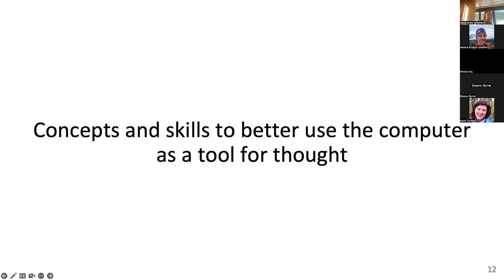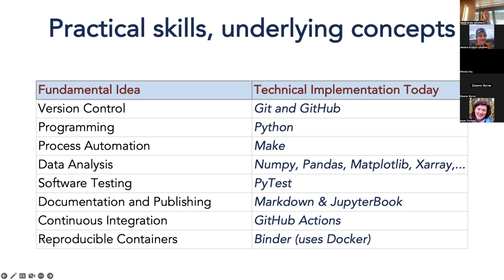So let's talk about the concepts and skills for using this tool as a way of creating reproducible and open science. Some of the practical skills that are useful for open science: we have version control in CryoCloud, where we can use Git and GitHub. Programming, we can use something like Python that's open. Process automation, data analysis, software testing, documentation and publishing, continuous integration, and reproducible containers.